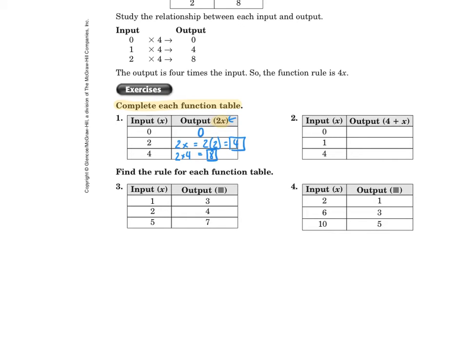For the bottom two, this is where you're going to find the rule for each function table. So I want you, right below it, you're going to do this in Notability. You're going to write the rule and tell me what it is for these two here.